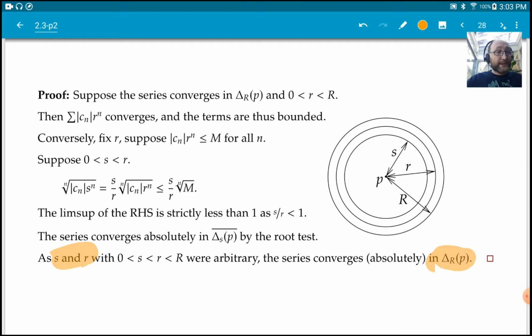All right, so that's it for today. Next time we'll look at uniform convergence of power series. It's the last part of section 2.3. Okay, see you next time.